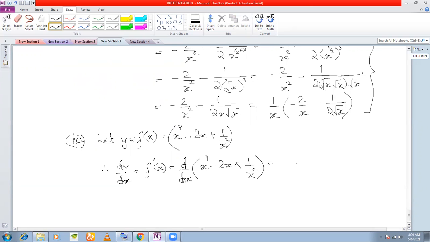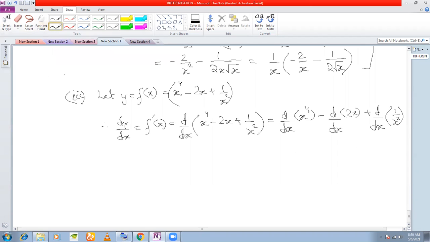Now you distribute the differentiation over the entire polynomial or entire multinomial. This is d/dx of x to the power of 4 minus d/dx of 2x plus d/dx of 1 by x squared. So now you have d/dx of x to the power of 4. Apply x to the power of n, you get 4x cubed. Minus d/dx of 2x, take 2 out, you get 2 d/dx of x. Ultimately, you will get 2.